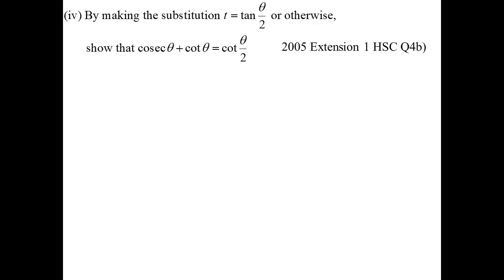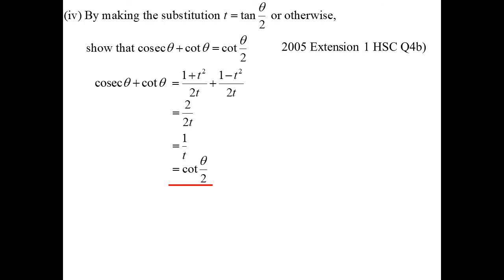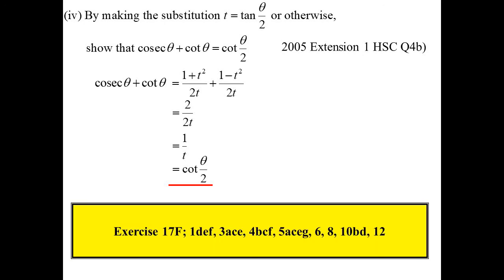An HSC question. So again, they've given us the hint to use the t results for this. We're going to show cosec plus cot is cot theta on 2. Okay, t results. Well, cosec's the reciprocal of sine, cot's the reciprocal of tan, so we'll turn those t results upside down. Nicely, the denominators are the same, so those fractions will add together quite nicely, just to get 2 on 2t, which is 1 on t, which is the reciprocal of t, and t was tan theta on 2, so we've got cot theta on 2. So 17F, we'll play with our t results.